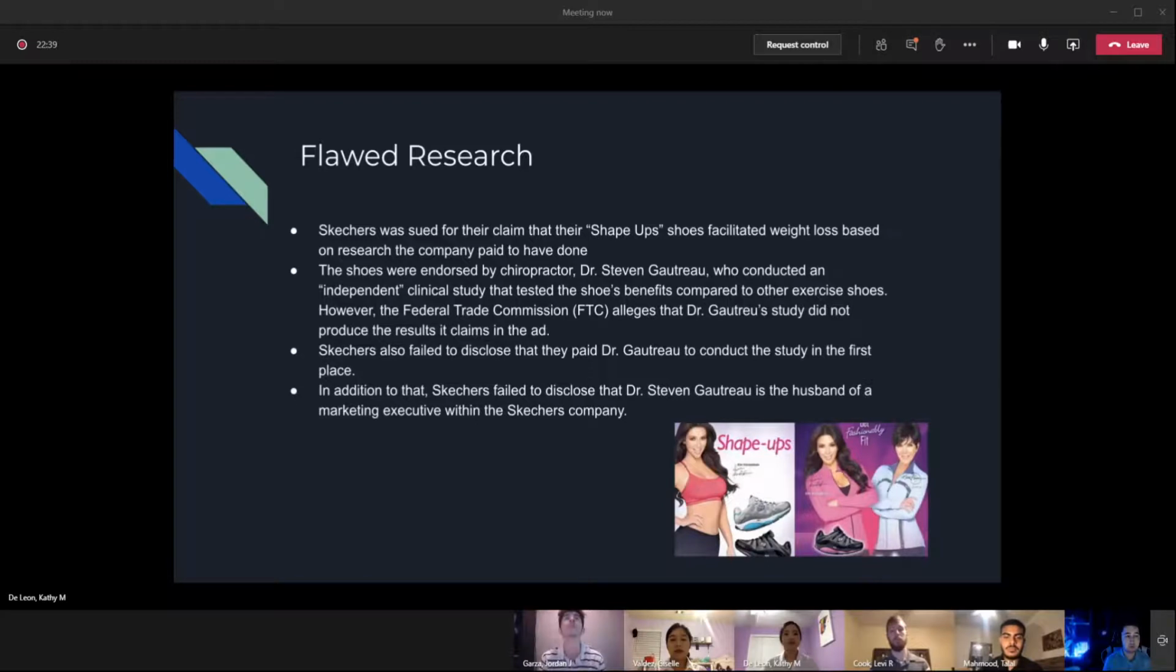Another type of deceptive advertising would be flawed research, and a perfect example of this would be Skechers, the shoe company. In April of 2009, they launched their Shape-ups and Toners shoes, and they claimed that this facilitated weight loss based on research that the company paid to have done. This also goes hand in hand with the failure to disclose that we discussed earlier, because they failed to disclose that Dr. Stephen Gotru was the husband of a marketing executive within the Skechers company. In addition to that, they failed to disclose that Skechers actually paid Dr. Gotru to conduct this independent study in the first place.